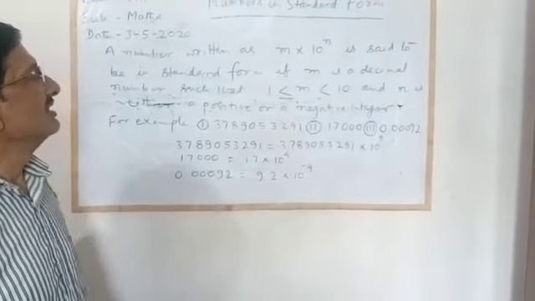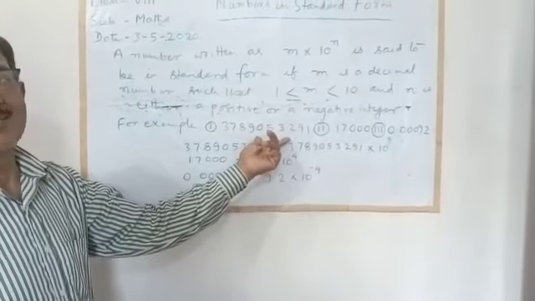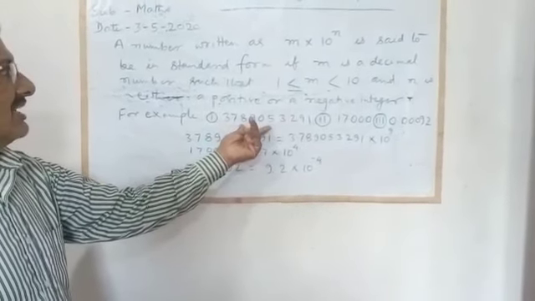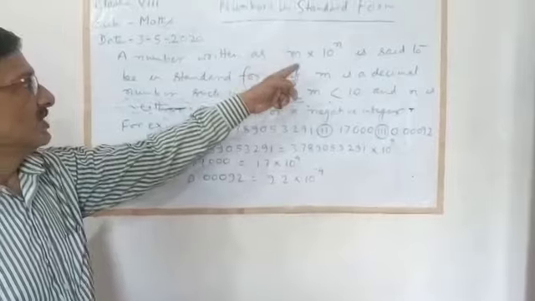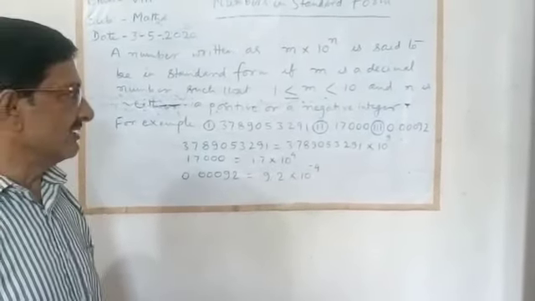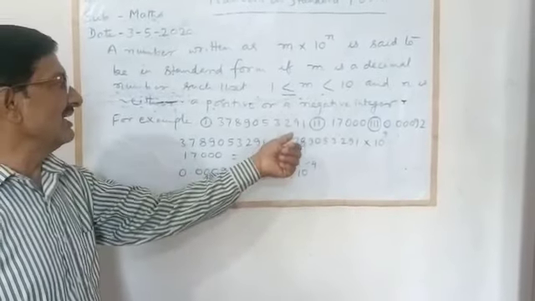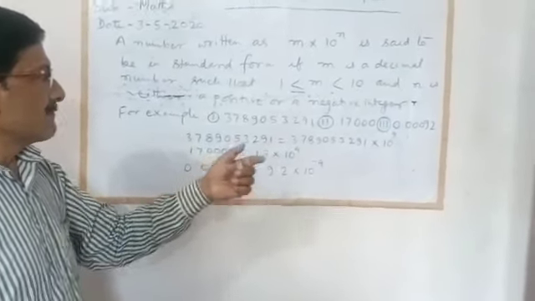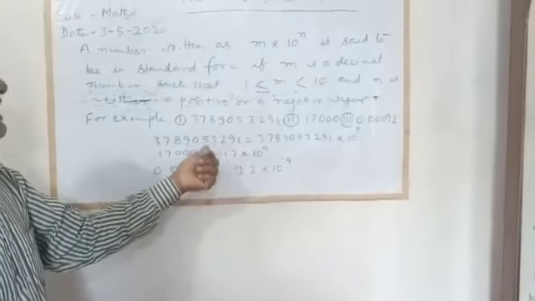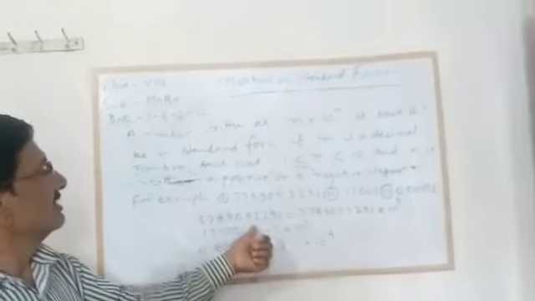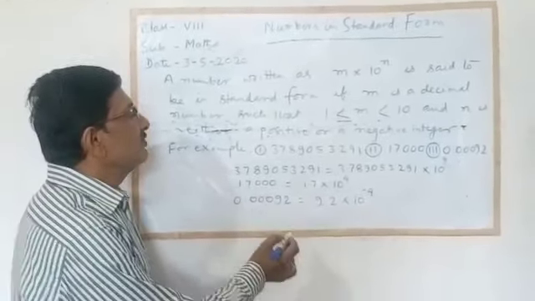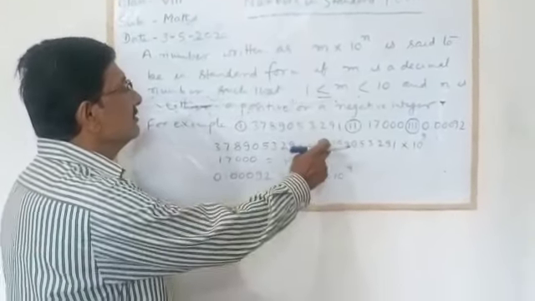37890539291. So we have to write it in the standard form. So we have to convert it into the number m, which is greater than 1 but less than 10. To make it a number less than 10 and greater than 1, we have to convert it into a decimal number. For this, we have to bring the decimal here.